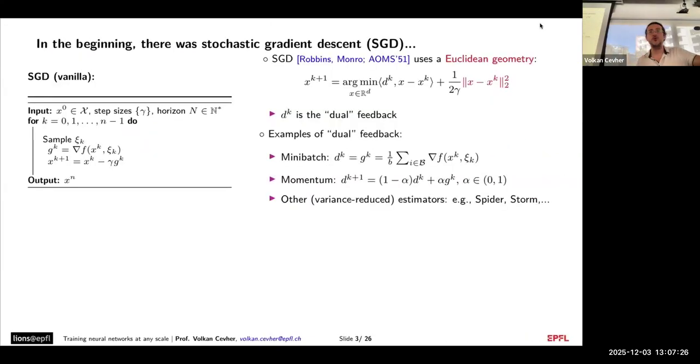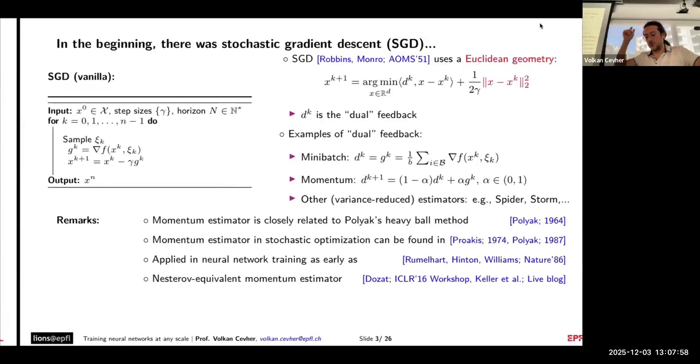Now, let me give you more examples of the dual feedback. Mini batch stochastic gradients are definitely one example. Here, you can use maybe one term from the data or a bunch of B terms from the data and get an estimate of the stochastic gradient. But there are also other estimators, such as the commonly used momentum estimator, which is an exponentially moving average of the stochastic gradients. And there are other variance-reduced estimators, such as Spider and Storm.